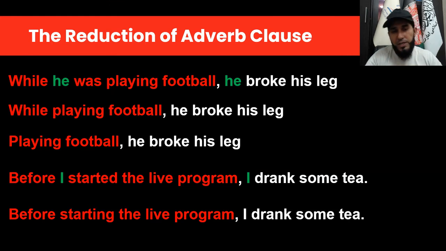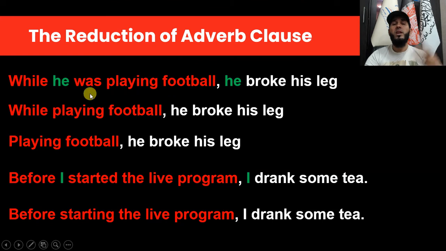How do we do it? Look at the first example. While he was playing football, he broke his leg. While he was playing football is an adverb clause of time. When we change it to a phrase, we just remove the subject and we remove the to be verb as well, and we leave the rest. It becomes an adverb phrase: While playing football, he broke his leg.